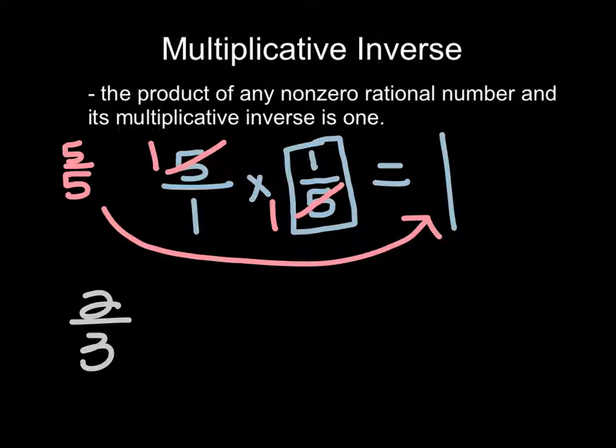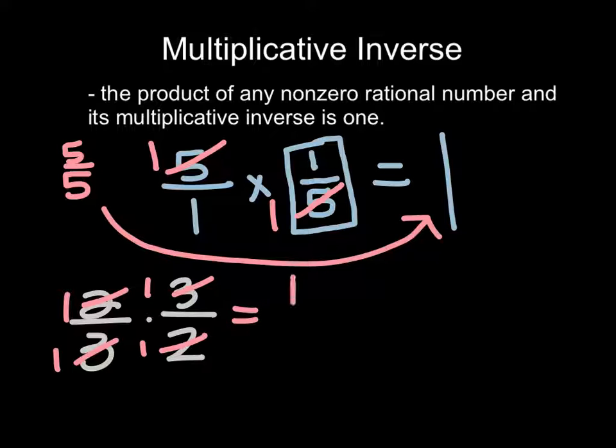You have to think about what you could multiply this by to end up with 1. Well, the quickest way to get to 1 is to put 3 on the top and 2 on the bottom, because then they cancel each other out, and all of those are 1, and 1 times 1 is 1, and 1 over 1 is 1.